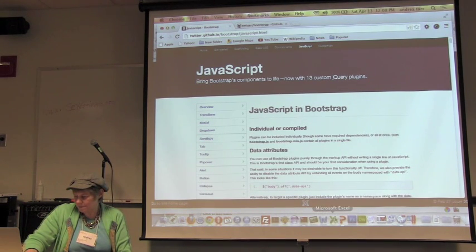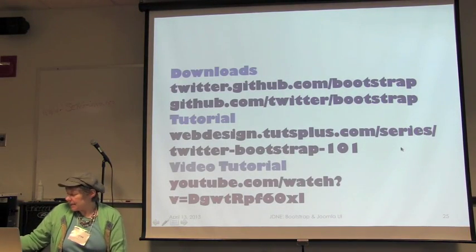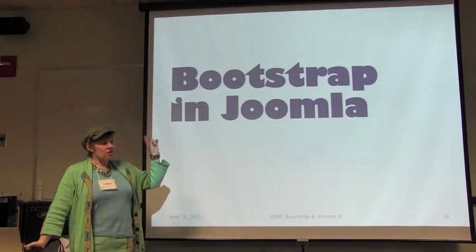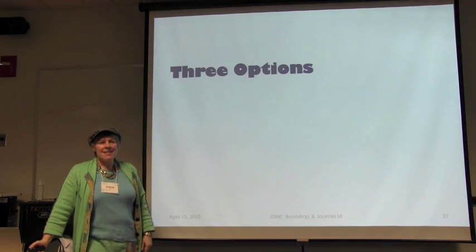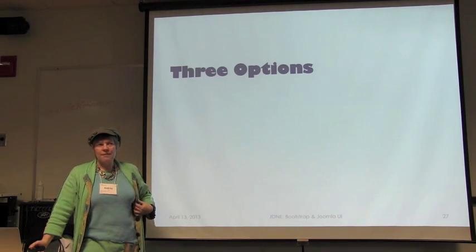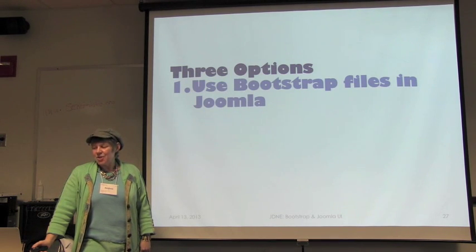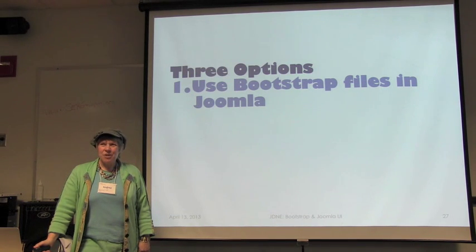Okay. So we're going to jump back to our slideshow here, and we're going to go to our third little section, which is actually Bootstrap in Joomla. And there are 3 ways that you can use Bootstrap in Joomla. And part of it depends on what version of Joomla you're using. One is you can use the Bootstrap files in Joomla itself. That only works if you're in 3 point something, because we don't have the Bootstrap files in 2.5.